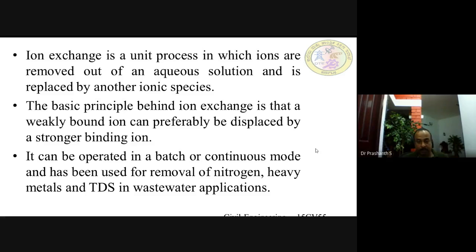In these applications, this ion exchange process definitely plays an important role and gives a very good, high quality effluent, and definitely those effluents can be reused in the factories or can be disposed of without any fear to a nearby lake or river. So removal of nitrogen, heavy metals, and total dissolved solids is done using the ion exchange process. The process is just an exchange of ions in the aqueous solution.